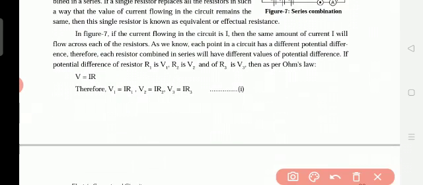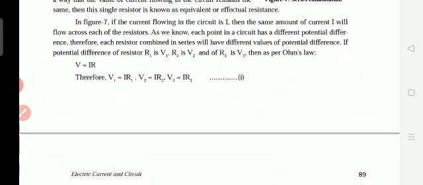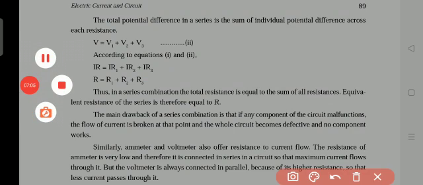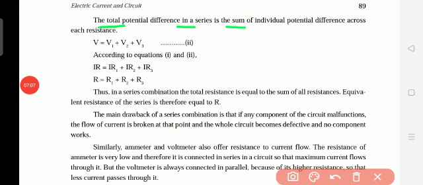So here, V1 is equal to IR1, where I is the flow of current and R1 is the resistance. So V2 is equal to IR2, V3 is equal to IR3. That means the potential difference is directly proportional to the flow of current. So the total potential difference in a series is the sum of the individual potential differences across each resistance.